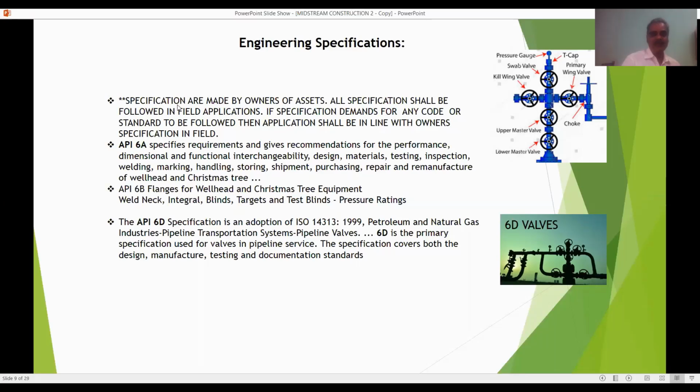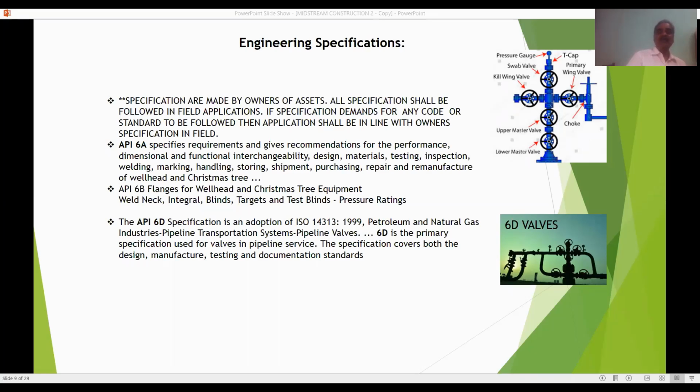All specifications shall be followed in field applications. If the specification demands any code or standard to be followed, then the application shall be in line with the owner's specification. A specification will be made by the owner, because the operator means the owner. The operator is taking a lot of risk and spending a lot of money, so they have to decide up to what extent HSE regulation should apply and how risk factors are to be minimized. Based on that, they will write specifications.